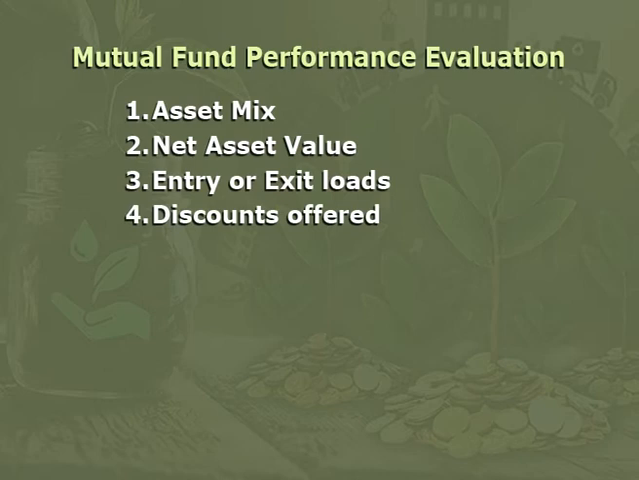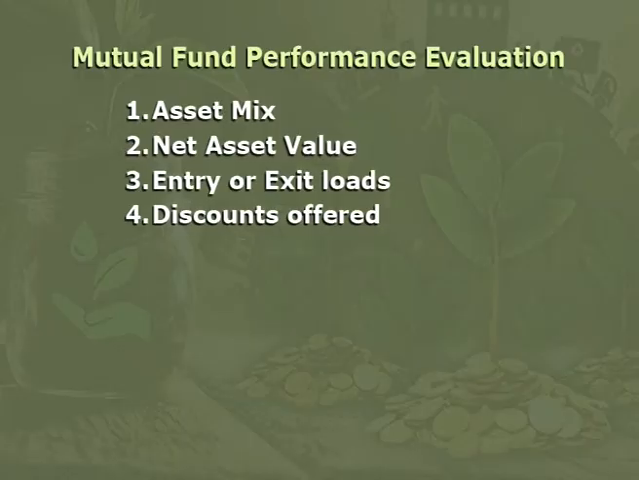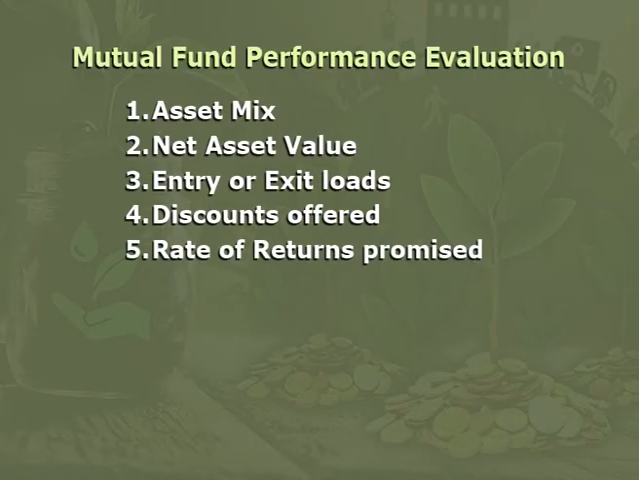Number 4, discounts offered. Generally, close-ended schemes are offered at a discount for better marketability. Number 5, rate of returns promised. The compounded annual total return on a mutual fund scheme represents the rate of return to investors from the date of issue. It is calculated on NAV basis or price basis.